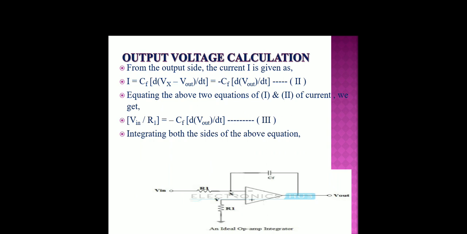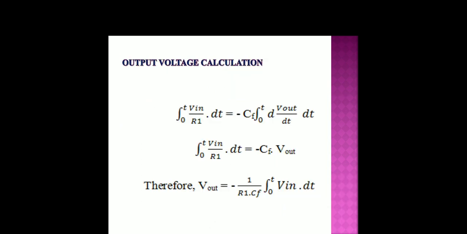Vin upon R1 is equal to minus Cf into dVout by dt. This is equation number 3. We have equated the RHS of both current equations, the input and output current equations. Now integrating both sides of equation 3, we get integral of Vin divided by R1 into dt is equal to minus Cf integral of dVout divided by dt into dt, with limits from 0 to t.